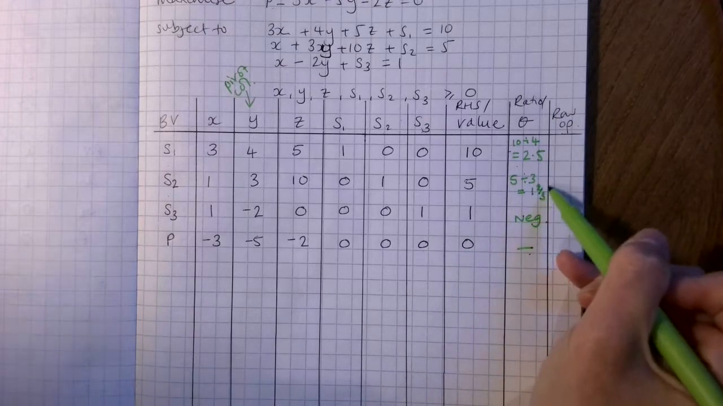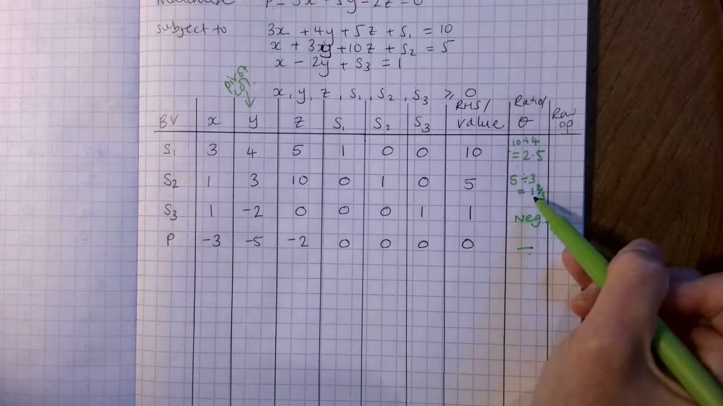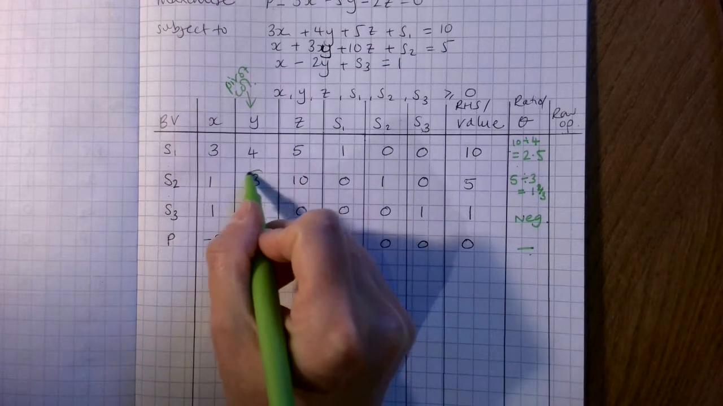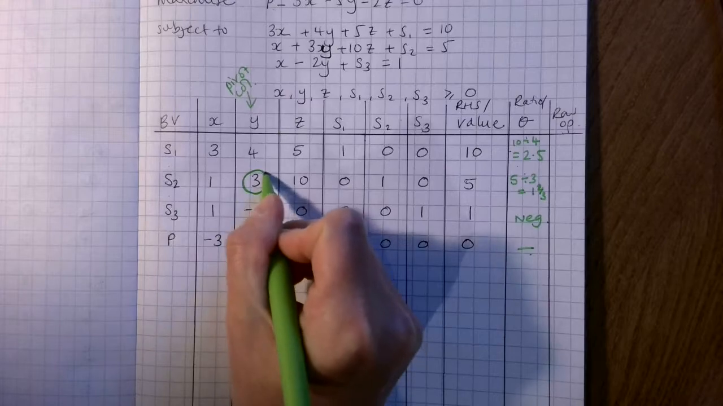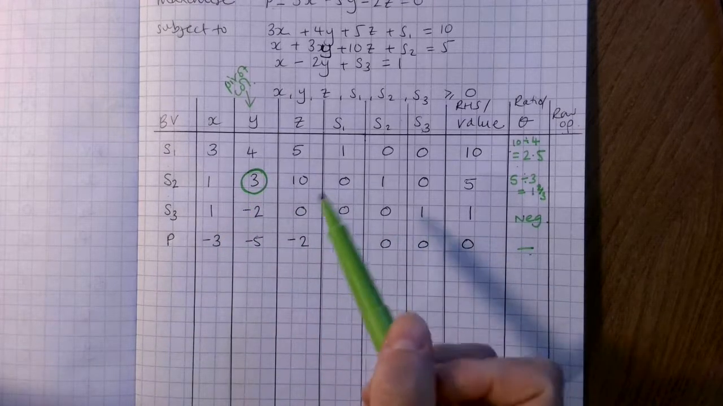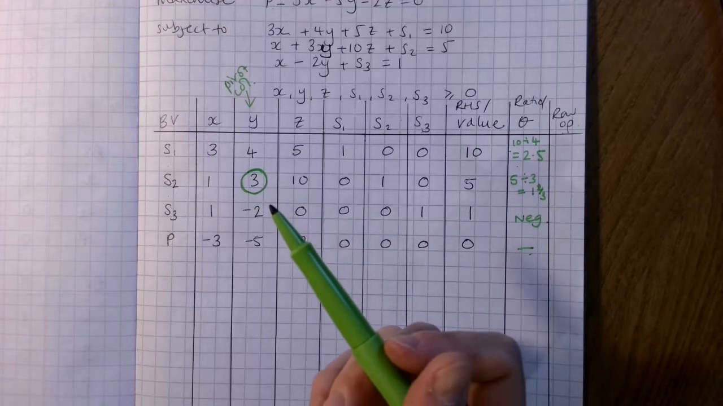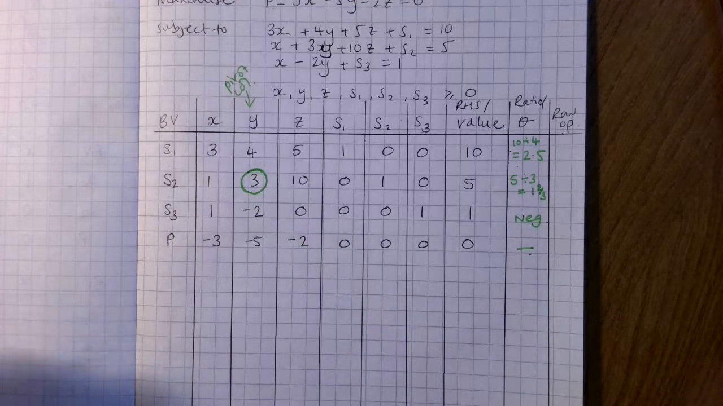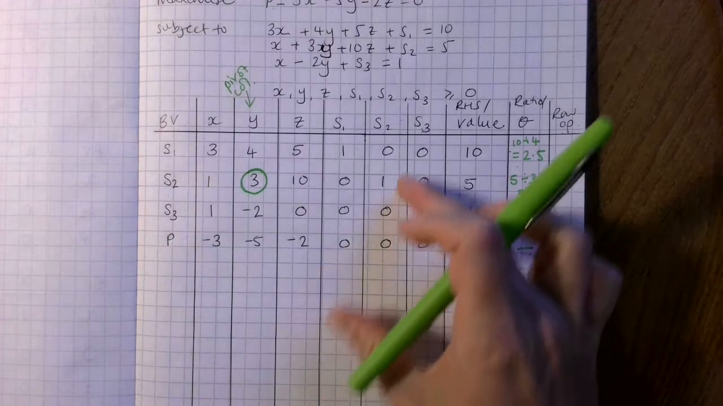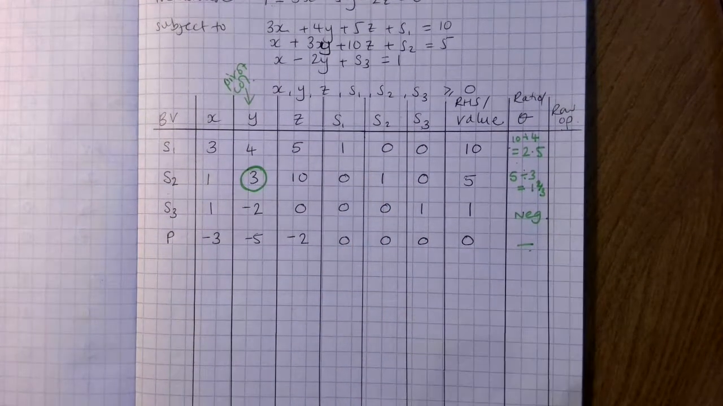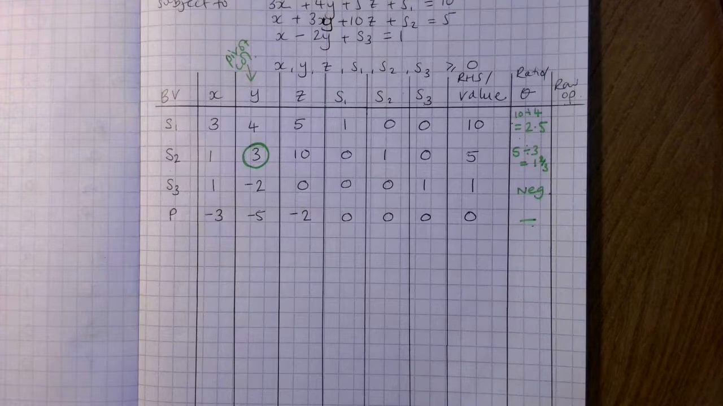So this one here is the smallest positive ratio. It means that the 3 is my pivot element. It's important to mark that on, just circle it or show it on your table clearly. Okay, so I'm just going to add another table underneath, and then we can do our first iteration.